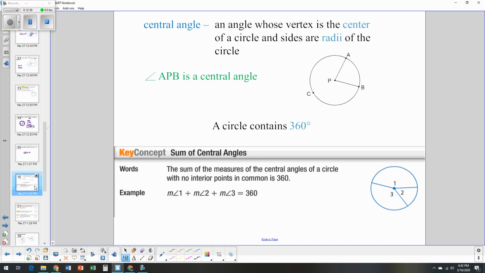All right, moving along. Now we have some of the stuff that's happening inside a circle. So we have a central angle, which is any angle whose vertex is the center. So point C would have to be the vertex of the angle, and the sides are radii. So angle APB would be a central angle. All circles contain 360 degrees, so if I were to add up all the central angles that are formed when I draw some radii, it should add up to 360.